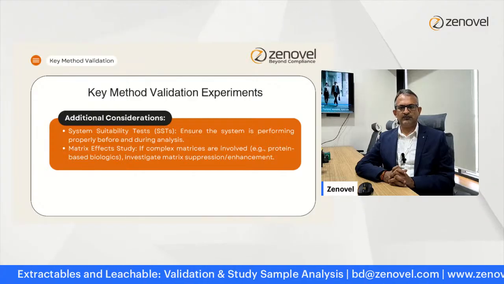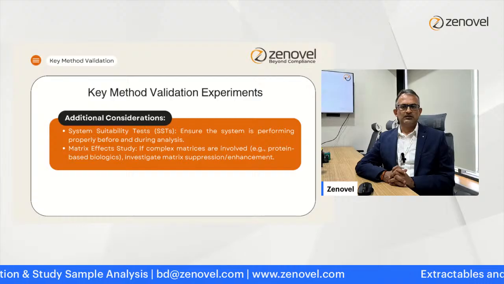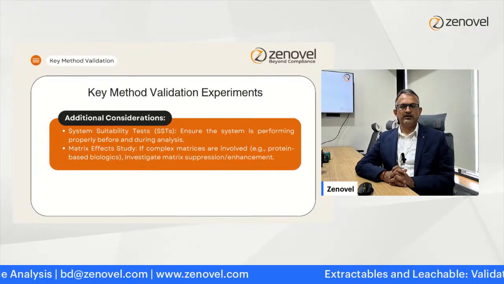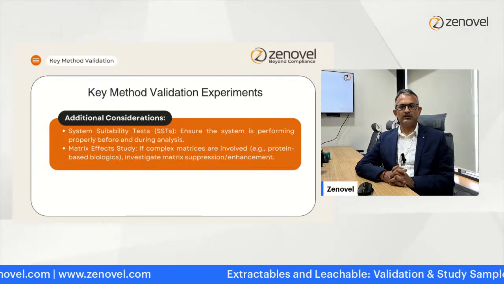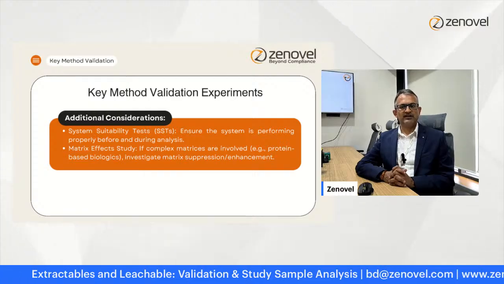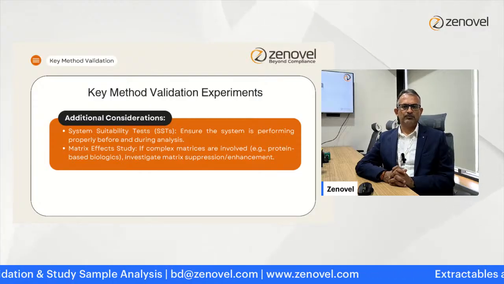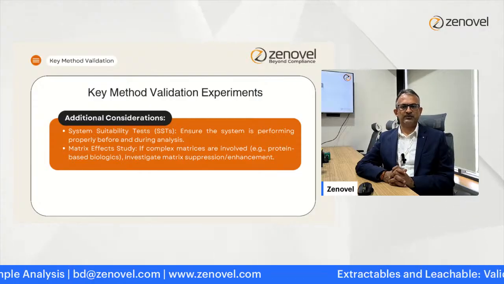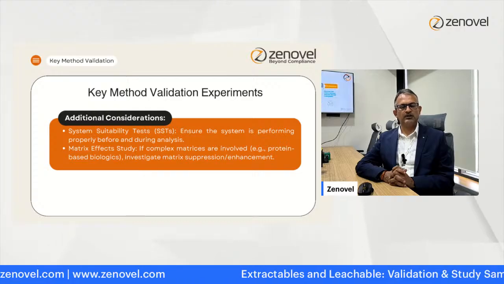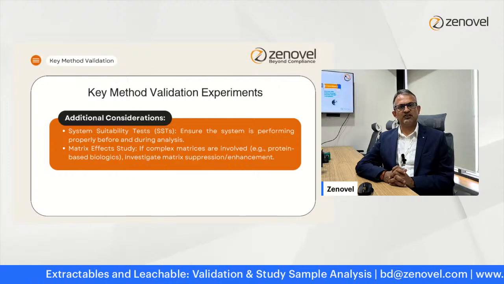The next is matrix effect. So sometimes when we are using complex matrices, it is required to evaluate the matrix effect. For example, with protein-based biologics, it is helpful to evaluate matrix suppression or enhancement. And if there is a possibility of any kind of matrix suppression or enhancement, it should be a case of change in the extraction procedure.